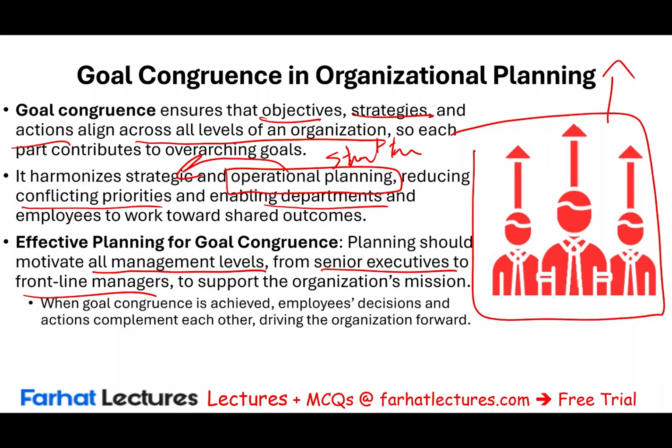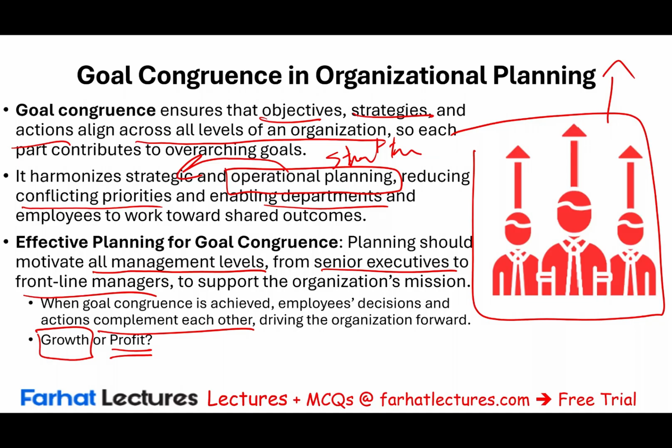So when goal congruence is achieved, employee decisions and actions complement each other. I serve the person above me and that person serves the person above them, but we're all serving the objective of the organization. So that objective, for example, for sales: are we planning to grow sales or are we planning to earn more per sale? Are we focusing on profit or are we focusing on growth? If we're focusing on profit, it's totally different. We have to reduce cost, differentiate our product. Maybe the prices will be a little bit higher. That's if we want to focus on profit.